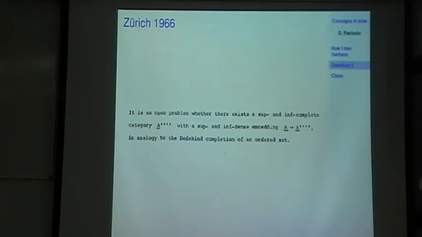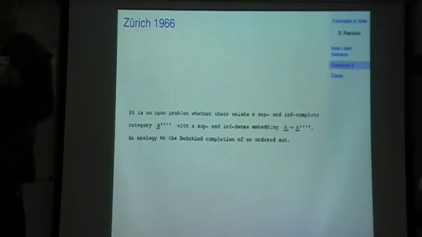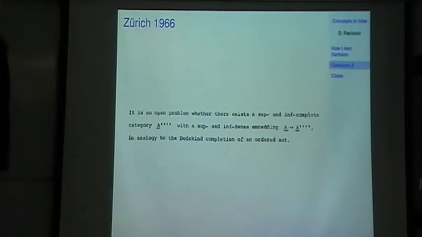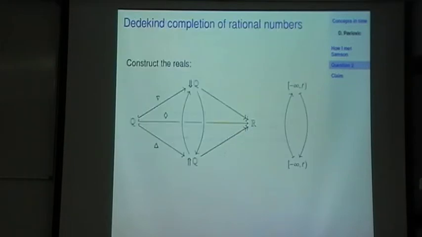So in other words, someone gives you a category and it has some limits and colimits already in it, and you want to embed it into a category which has all limits and colimits, but to preserve the ones which you had. And it's a natural thing to ask at first sight, in analogy to the Dedekind completion of an ordered set, he says. But on second thought, it becomes dubious. So let's see what exactly is the question.